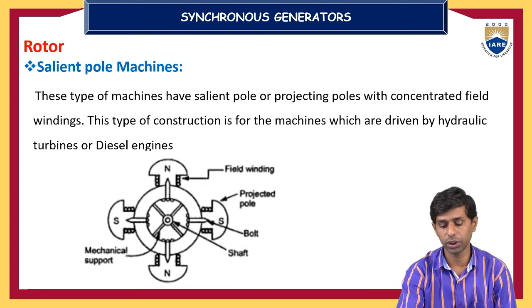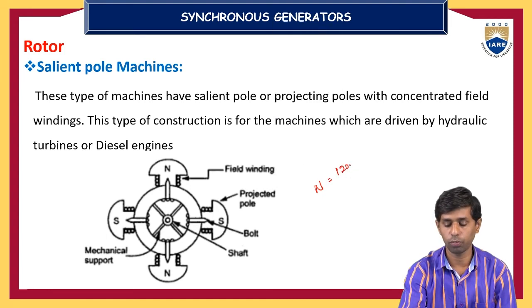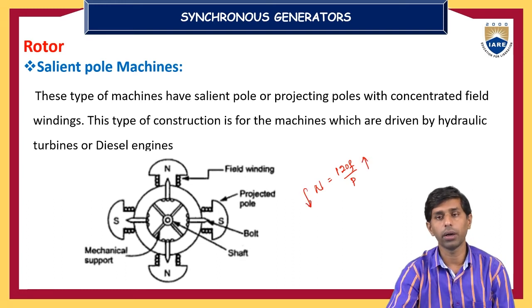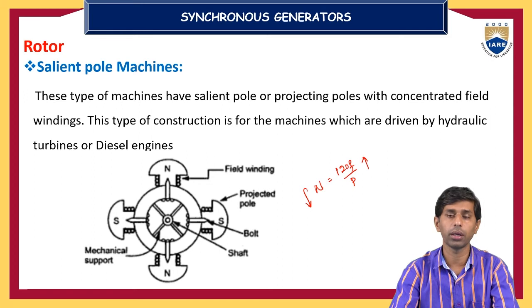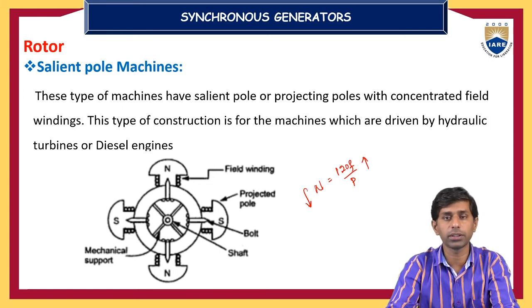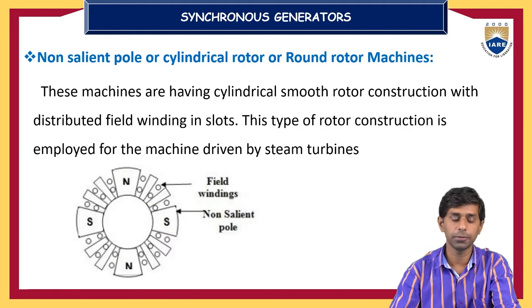We know the equation, the speed ns equals 120 f by p, where if the number of poles is very large, the speed of the generator is reduced. So low speed turbines are connected to the alternator, like hydraulic turbines where hydel power plants we can use, and diesel engines where the speed of the prime mover is very low. In that case, the projecting pole type alternator is generally preferred because of the low speed.